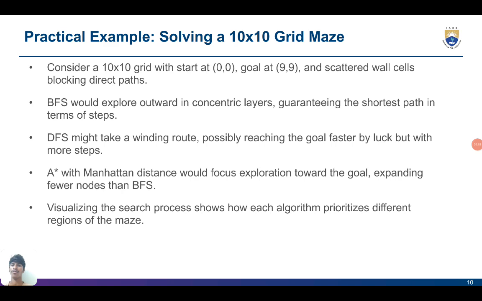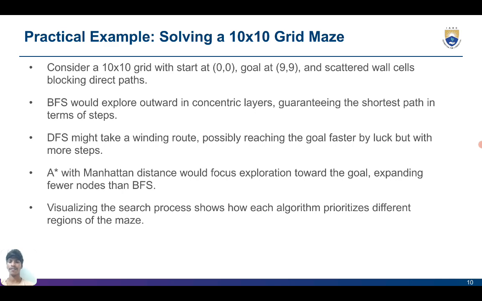Practical example: solving a 10 by 10 grid maze. Consider a 10 by 10 grid with the start at one corner and the goal at the opposite corner, with walls blocking the direct route. BFS would explore out 14 consecutive layers, guaranteeing the shortest path in terms of steps.